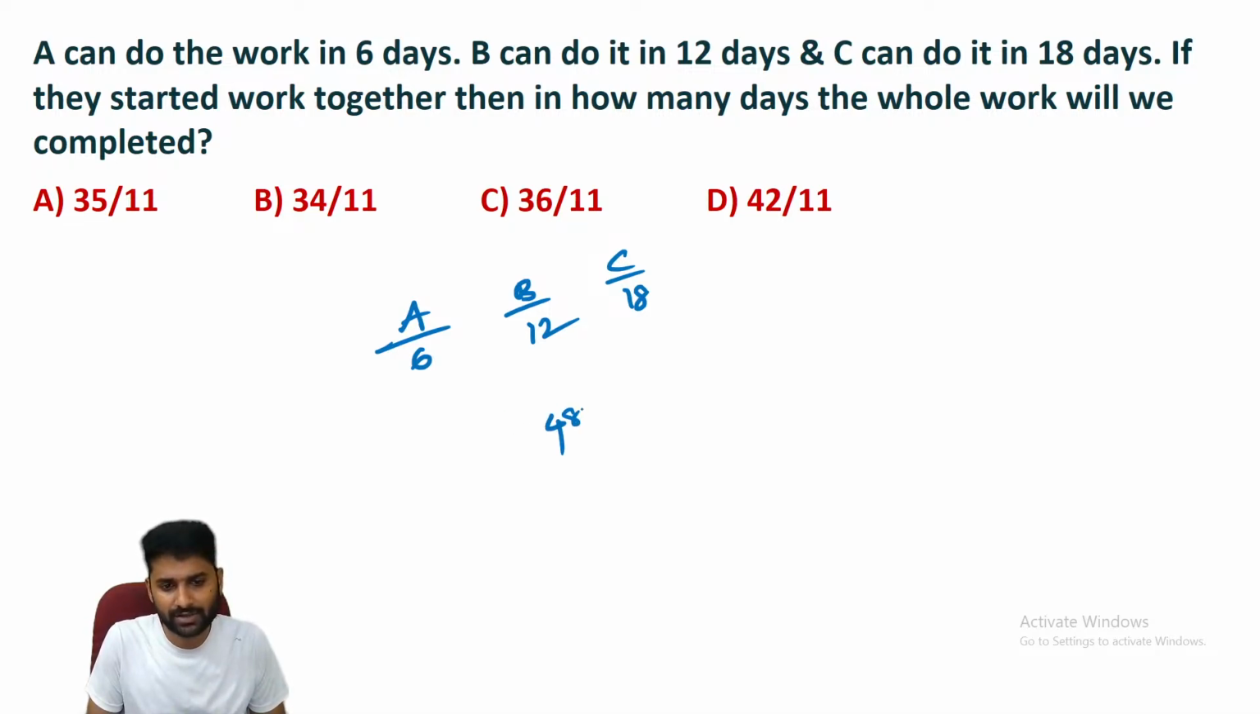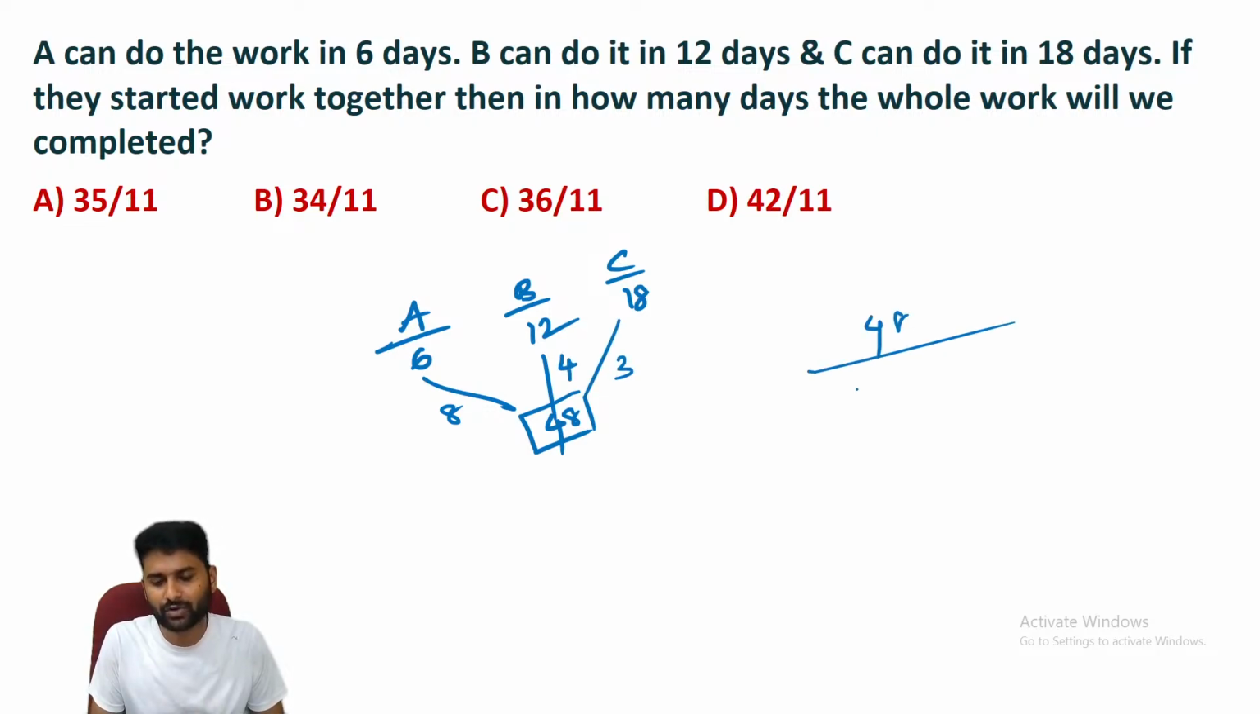Guys, here total work is equal to 48 units. Now here A will finish it in 6 days, which means per day they complete 8 units. B per day 4 units. C per day 3 units. Now the question is we have to finish all those 48 units. Now if A, B, C work together, how many days does it take to complete the whole work? The question.